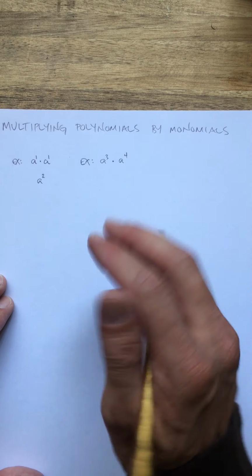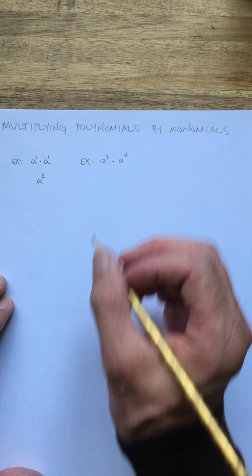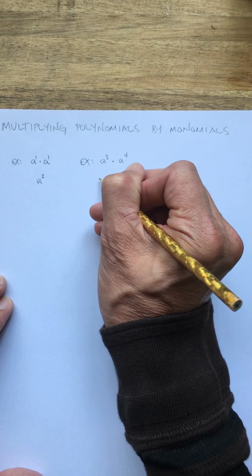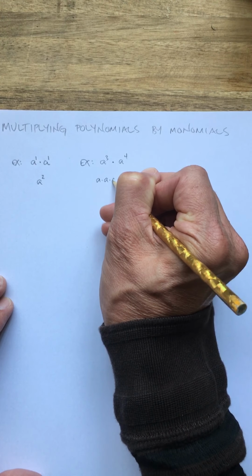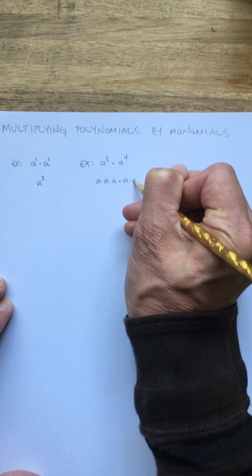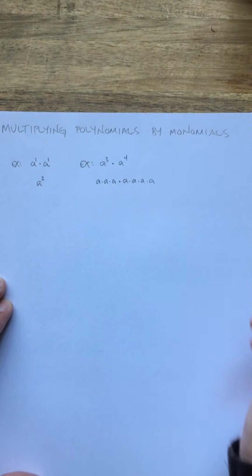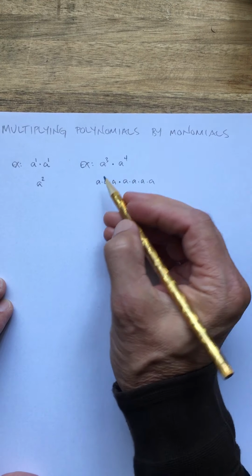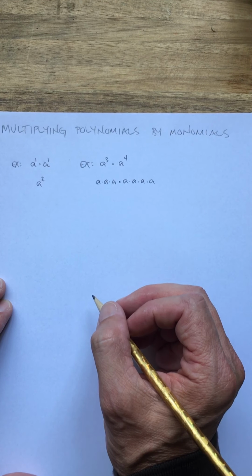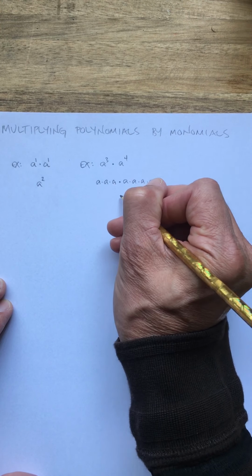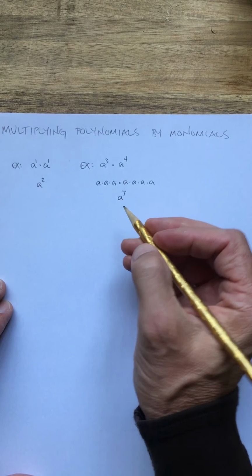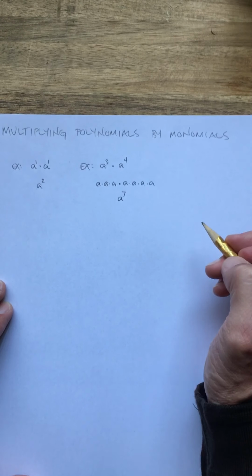Okay, so let me just remind you, what does a cubed mean? Well, it means a times a times a. Okay, a cubed is a times a times a. Times a to the 4th, isn't that a times a times a times a? Okay, and all together, don't we have a times a times a times a times a times a times a? How many times? 7 times. So we end up getting a to the 7th power. Okay, which means a times a times a times a times a times a times a.